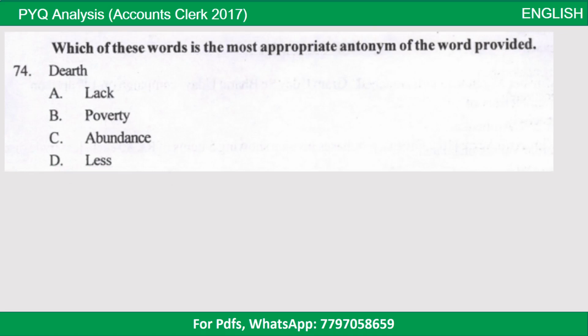Okay, the next question is, which of these words is the most appropriate antonym of the word provided? The word is dearth, and the options are A, lack, B, poverty, C is abundance, D is less. So dearth literally means lack of something. So the antonym, the opposite of lack, would be abundance. So all these option A, B, D, they mean very similar, and the most appropriate option is option C, that is abundance.